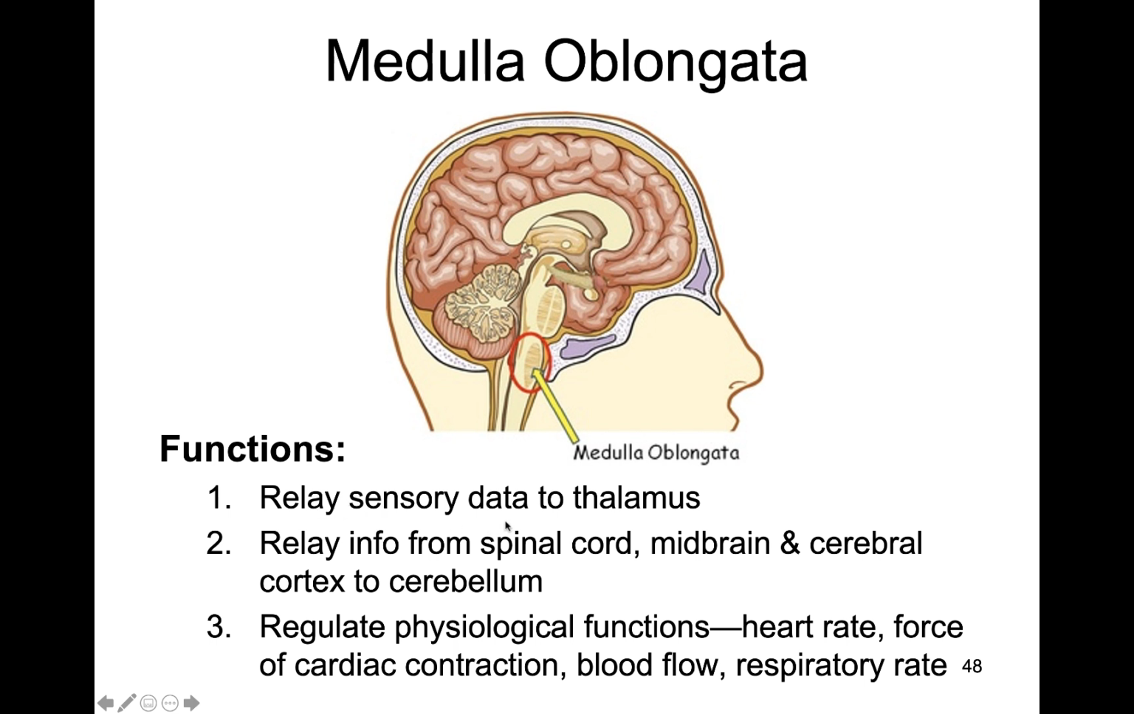It relays the information to thalamus, and then thalamus sends the information to higher centers, and it's going to take the information from the spinal cord, midbrain, and the cerebral cortex to cerebellum, and it's going to regulate physiological functions such as heart rate, force of cardiac contraction, blood flow, and the respiratory rate. So some actions that are autonomic.